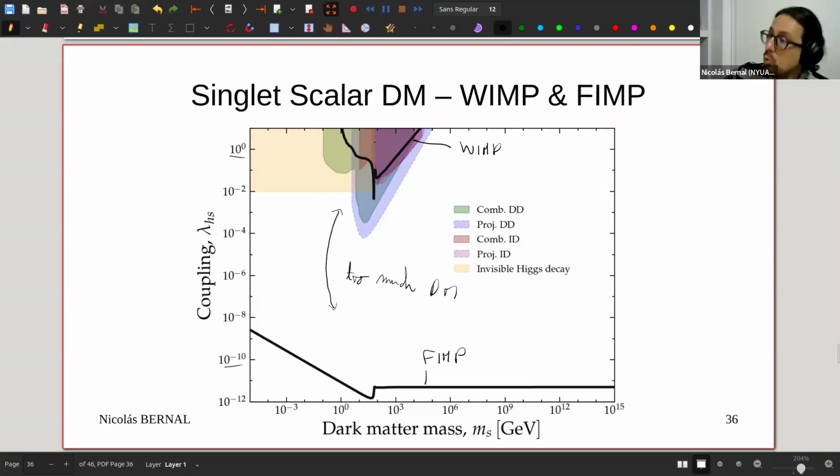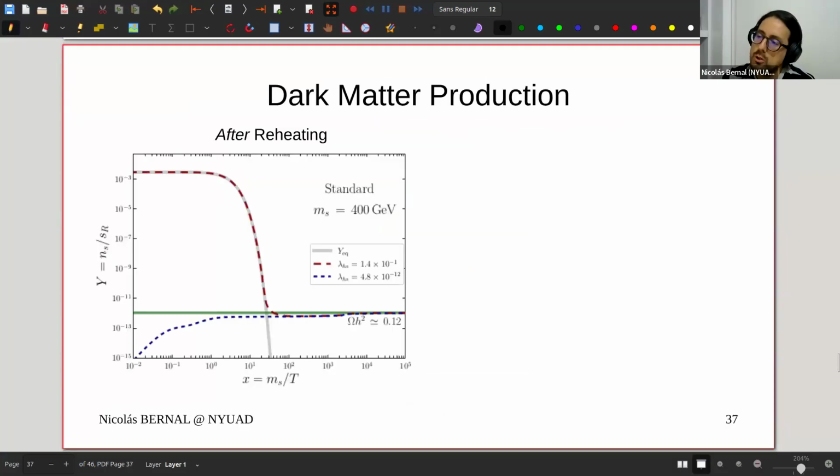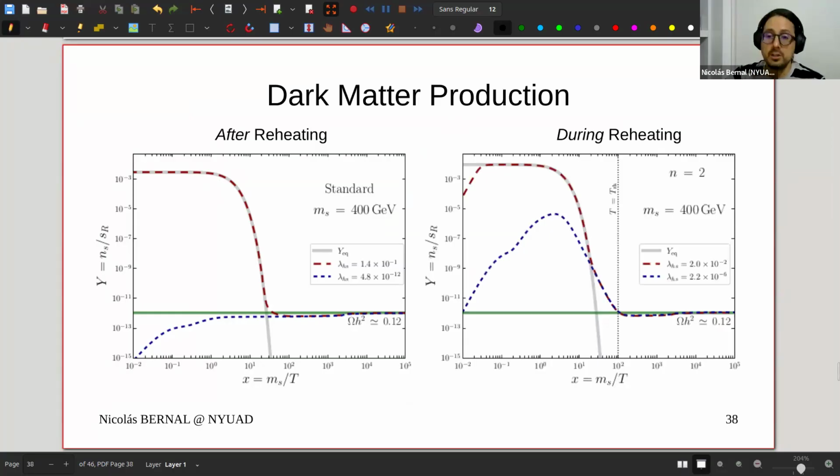However, this is true if we assume that we have standard cosmology and high reheating temperature, meaning that dark matter was always produced during radiation domination. And this is exactly the same Boltzmann equation that we showed you before. The solution for WIMPs, you track in equilibrium, and for FIMPs, you produce dark matter, and at some point you freeze in.